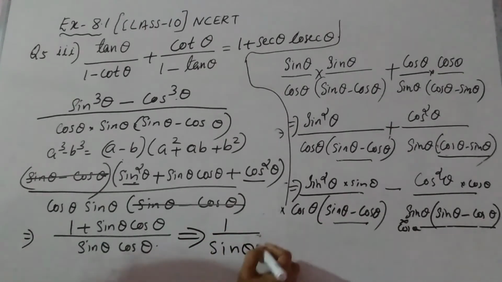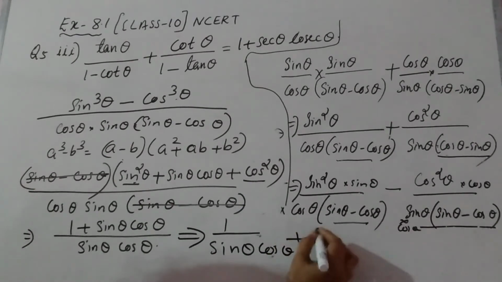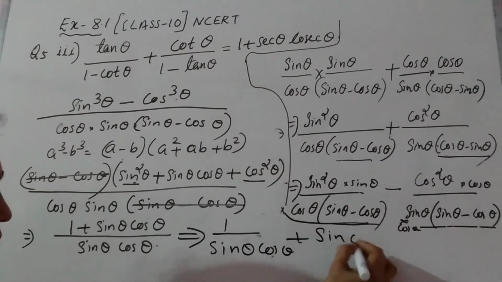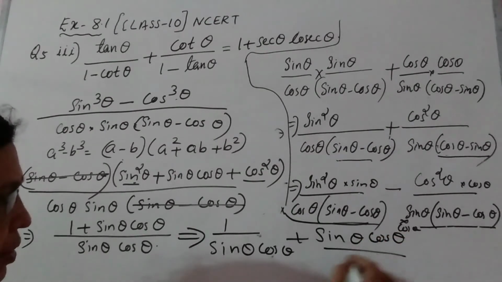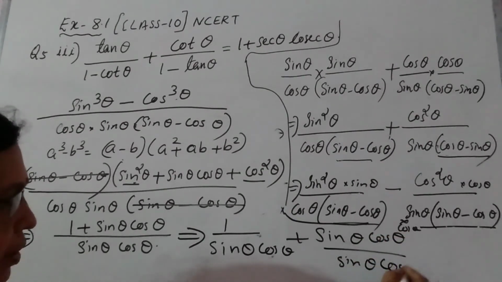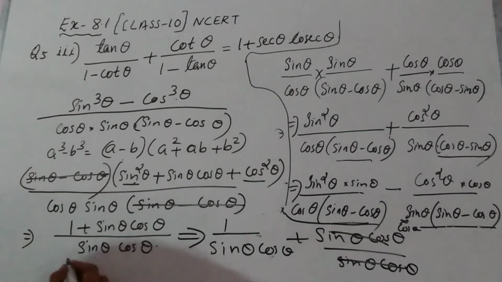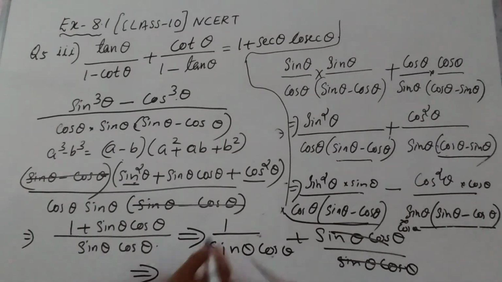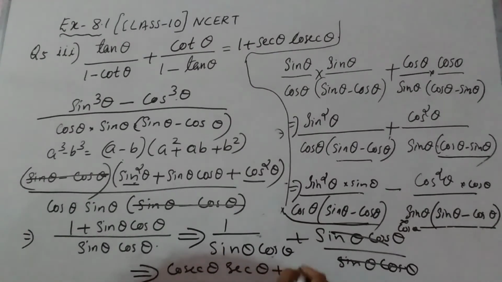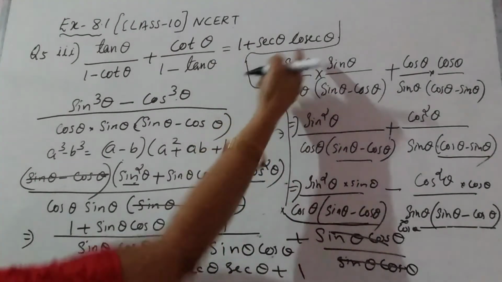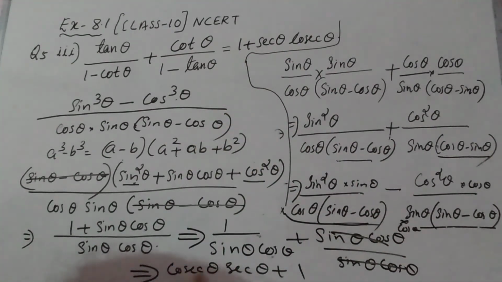We can split these two: 1 by sin theta cos theta plus sin theta cos theta by sin theta cos theta. So this will get cancelled. That is 1 by sin theta cos theta. 1 by sin theta is what? Cosec theta. 1 by cos theta is sec theta. Plus sin theta cos theta by sin theta cos theta is 1. Hence proved. So we are getting here 1 plus sec theta cosec theta. Here cosec theta sec theta plus 1.